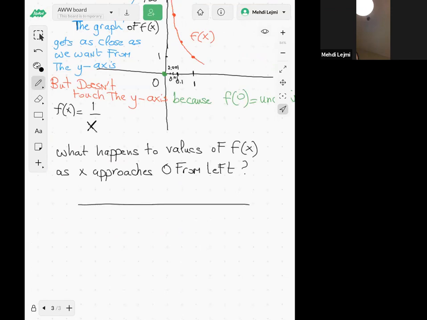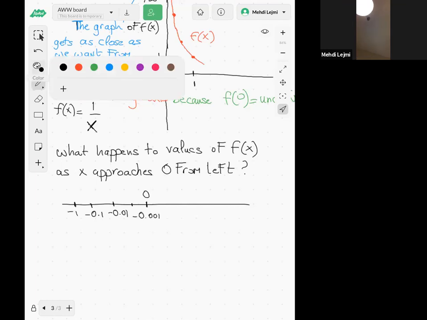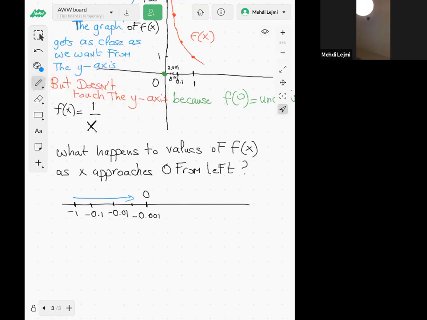Okay, so what does it mean approaching 0 from the left? We have here -1, let's say this is -0.1, this is -0.01, this is -0.001, etc. So we are getting close to 0, but from the left, because we have negative numbers here, -1, -0.1. They are on the left side of 0. So we're approaching 0 from the left, right?